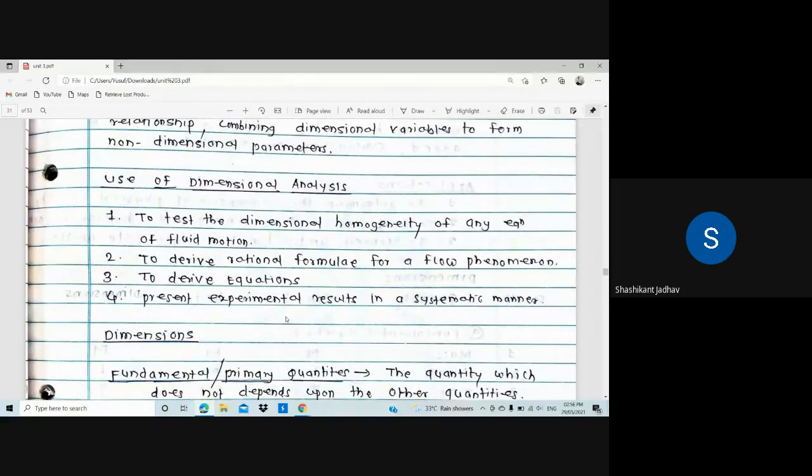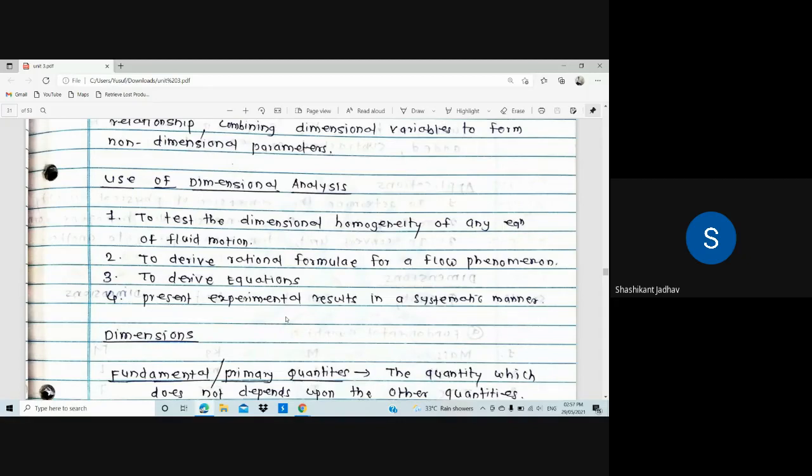Write down the use of dimensional analysis. What is the use of dimensional analysis? To derive the equations, to derive rational formula for a flow phenomenon, present experimental results in a systematic manner, to test the dimensional homogeneity of any equation of fluid motion. Okay, so this is the use of dimensional analysis. So write down one by one.